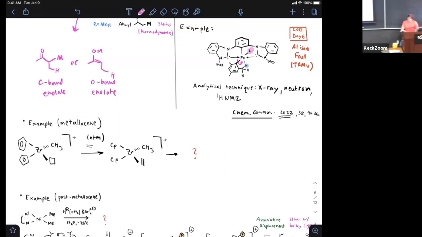Yeah. And you'd expect a priori some temperature dependence on that. So when you heat up, then you would assume you'd see coalescence of some of these peaks that are inequivalent at lower temperature. Great question.